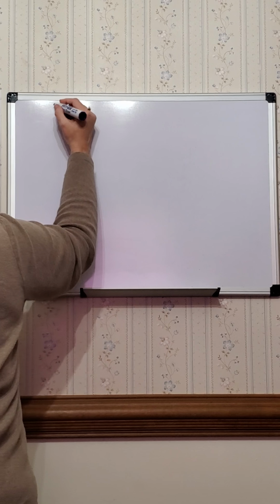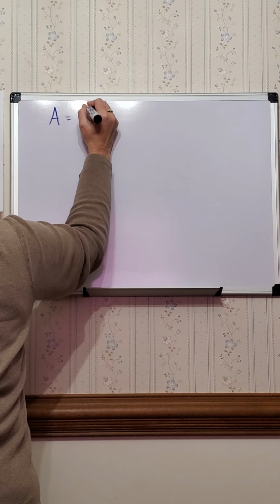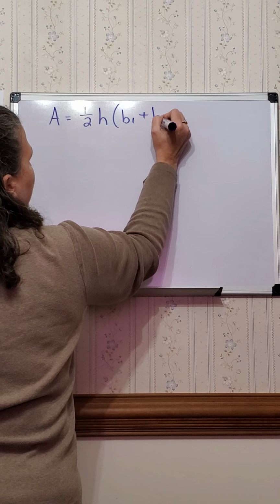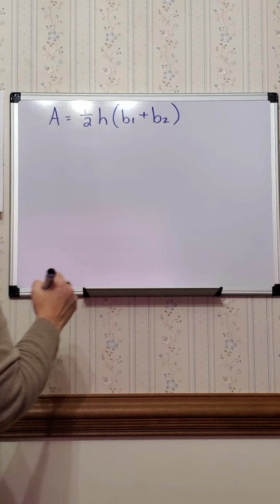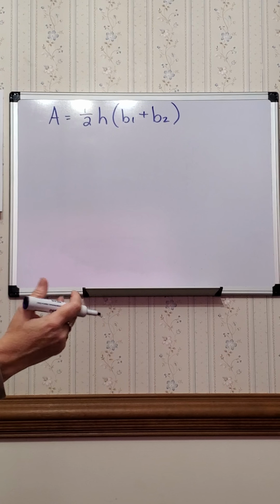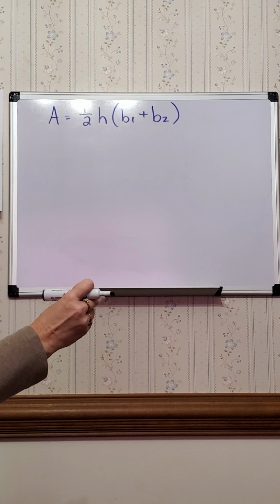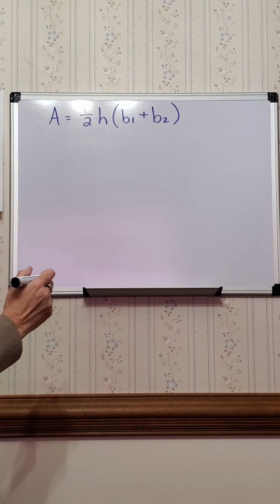So our first shape that we have is a trapezoid. So we're going to start with our formula for a trapezoid, which is area equals 1/2 height times base 1 plus base 2. You will be given the formula if you ever end up having a test or an SOL on this. They'll give you the formula for that. You don't have to know it.